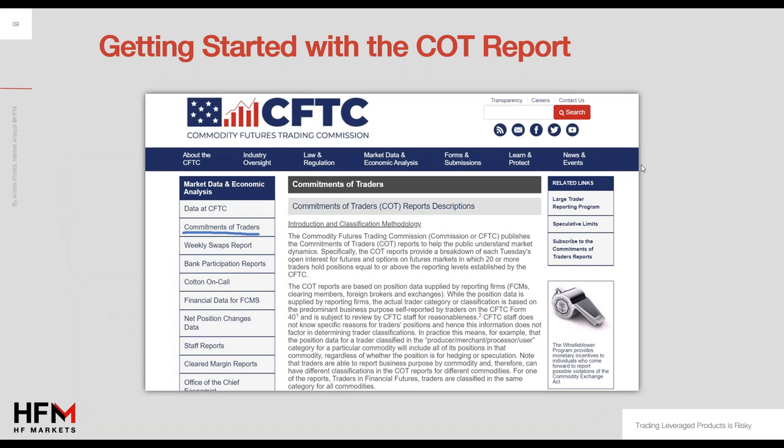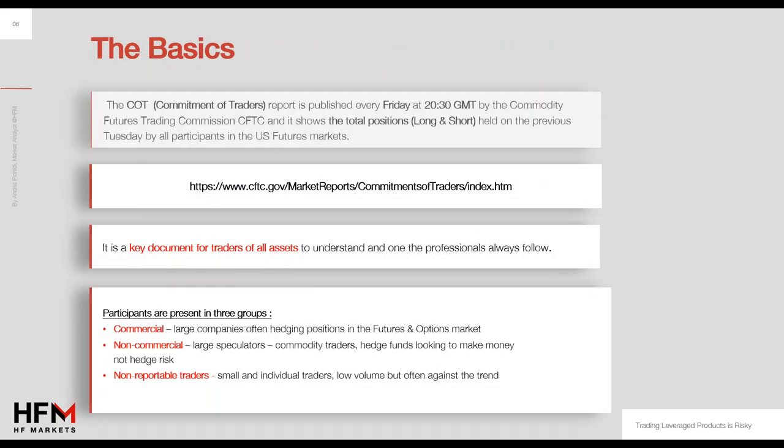First of all, let's see how the COT works before we see an example, and explain the three market participant groups that are listed in that report and what they represent. First of all, let me take a bit of the history of this report in order to make you understand what it actually shows.